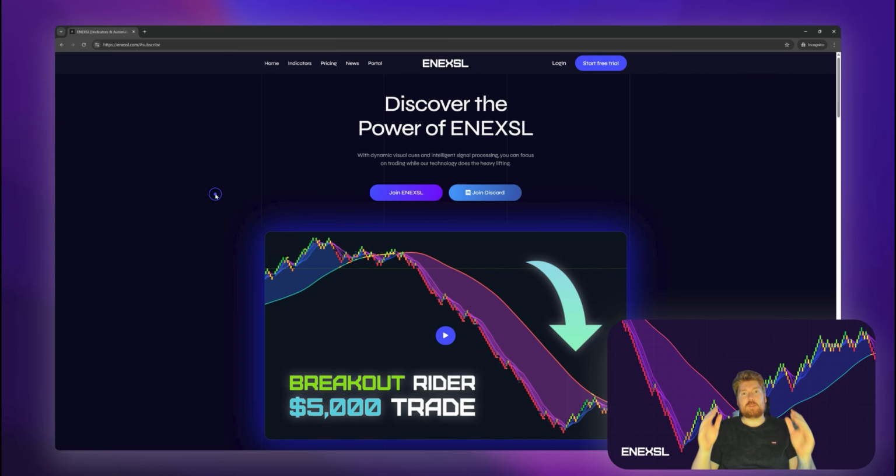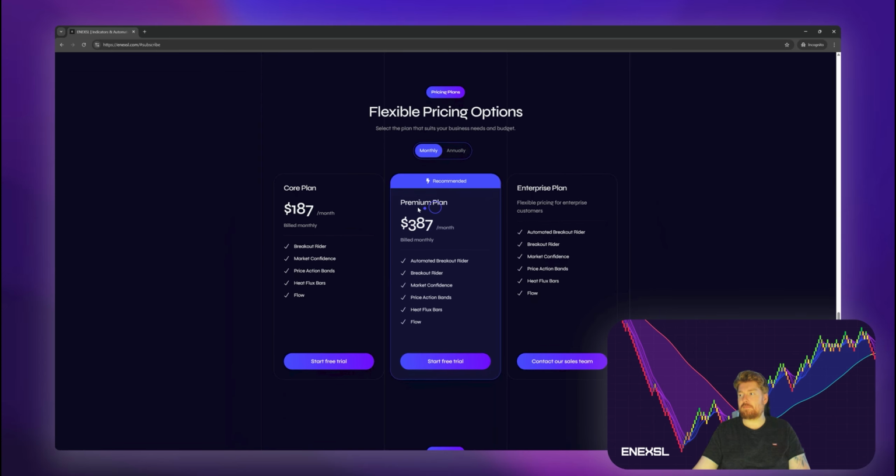So to recap, the Breakout Rider 2.0 is truly revolutionary. Unmatched customization, powerful new features, the ultimate tool for profitability. And you can try it totally free. ENEXSL now offers a 14-day free trial, and it's very easy to sign up. Simply go to enexsl.com, press pricing at the top, and select the premium plan, which is our automation package.